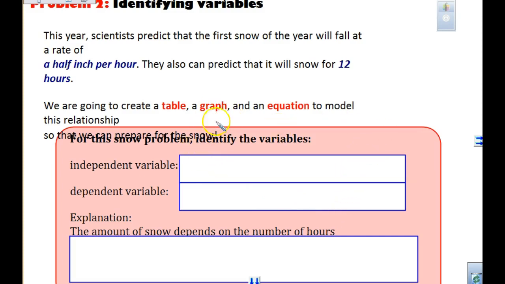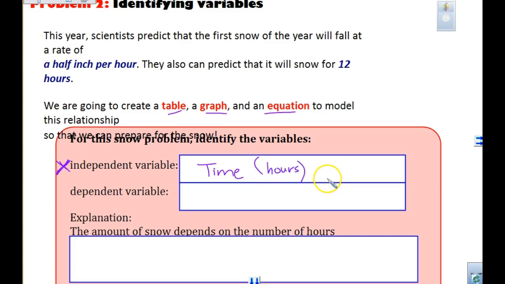So what we're going to do in the next couple pages in your notes, we're going to make a table, we're going to make a graph, and we're going to write an equation that's going to model this relationship. First thing we need to do, and you're going to be asked in your homework, what's our independent variable? Independent is our x. That's going to be our time. In this case, we would be talking about our hours, right?